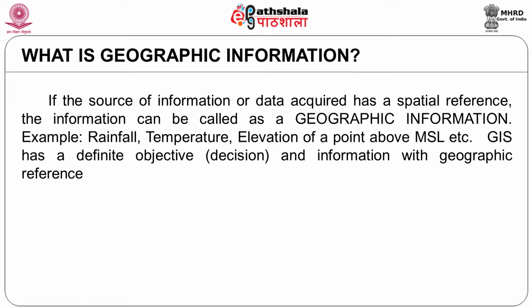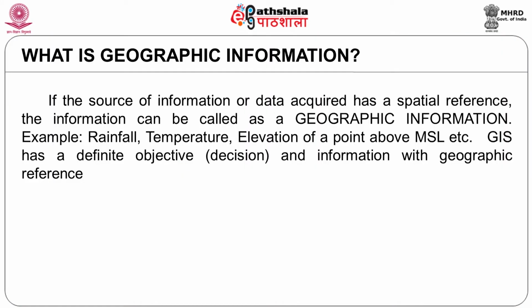Coming to the next part, what is a geographic information system? We have just seen the outline. Whenever you are acquiring information that has reference to space, then that information can be called a geographic information system. Take a simple example of a specific phenomenon: rainfall occurring in an area, or the temperature in a given area, or even the elevation of a particular point or zone. These things are simple inputs into GIS.